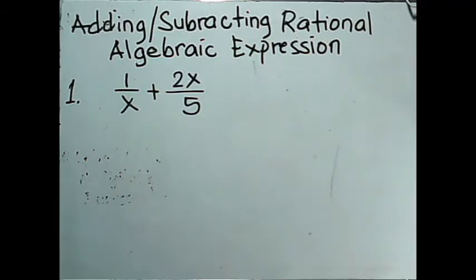Are you ready? So my presentation today is about solving equations transformable to quadratic equations. This is under Module 4 of your Self-Learning module in grade 9. So this time we're going to add or subtract rational algebraic expressions. This process is called transforming rational algebraic expression to quadratic expression. Our example number 1 is 1 over x plus 2x over 5.